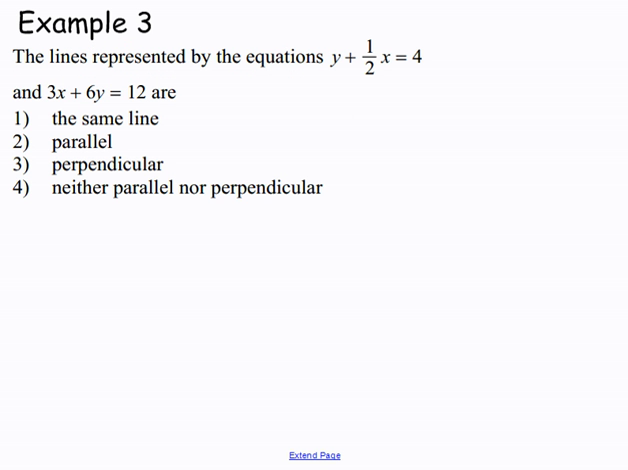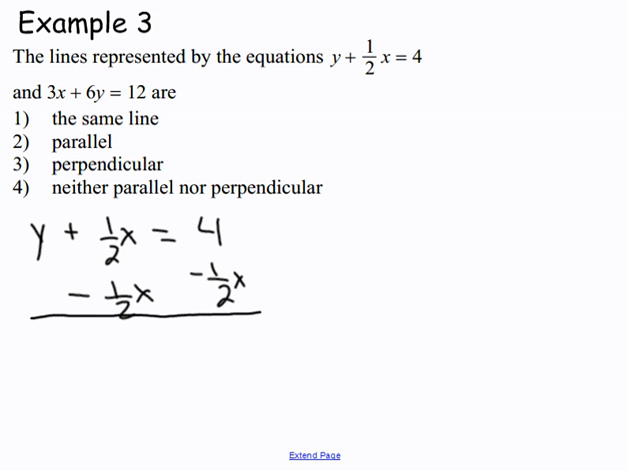Let's try one more. So this one is a multiple choice question, and it says the lines represented by the equations y plus 1 over 2x equals 4 and 3x plus 6y equals 12 are the same line, parallel, perpendicular, or neither parallel nor perpendicular. So here is the first equation. We're going to have to set it equal to y equals mx plus b. So we do that by performing the additive inverse of 1 over 2x on both sides of the equation. This will cancel out. We get y equals negative 1 over 2x plus 4. Now you can tell the slope of line 1 is negative 1 over 2.